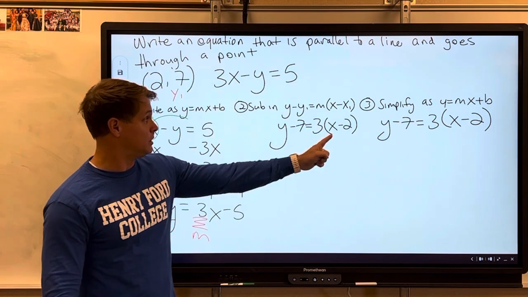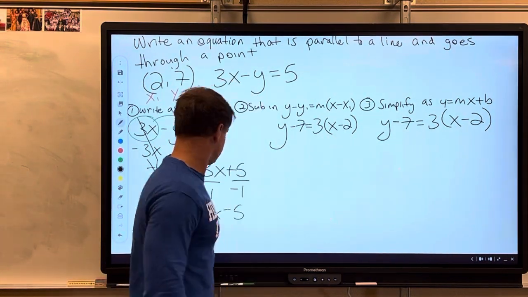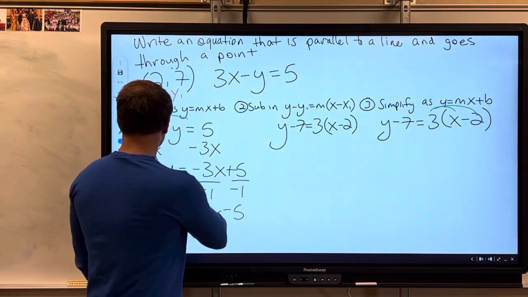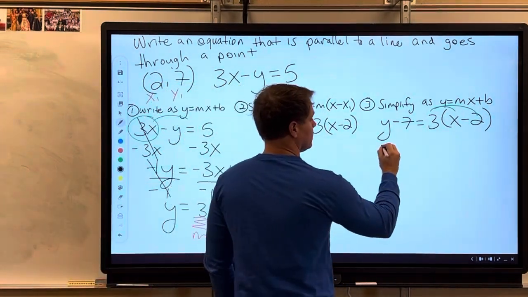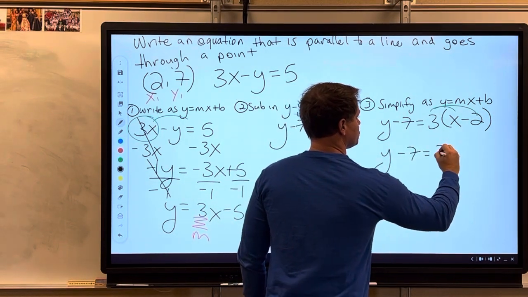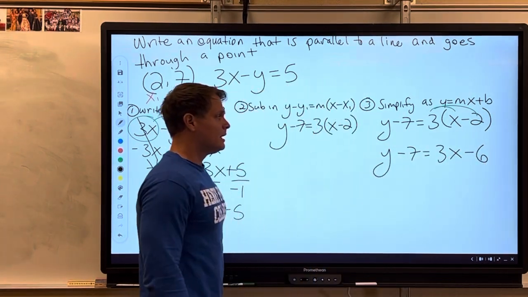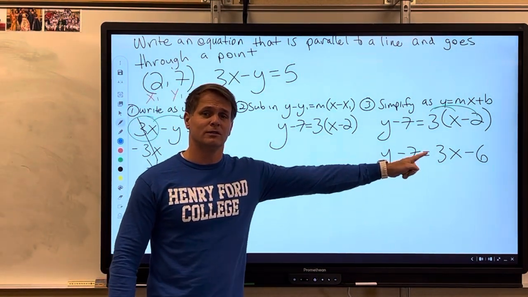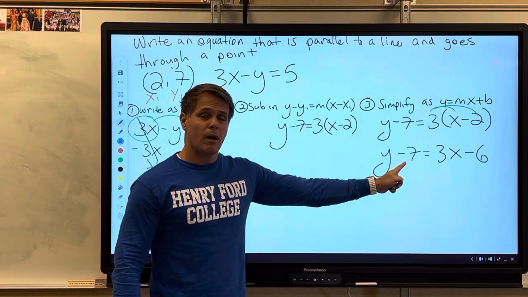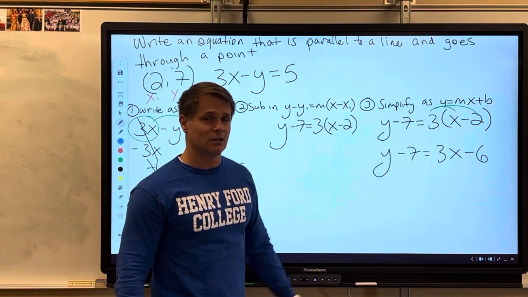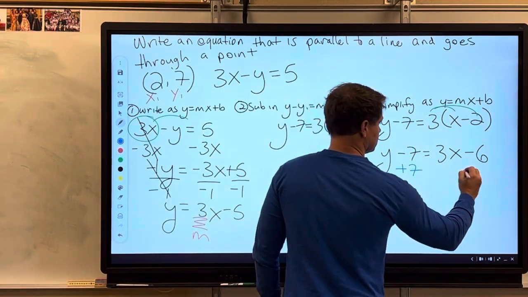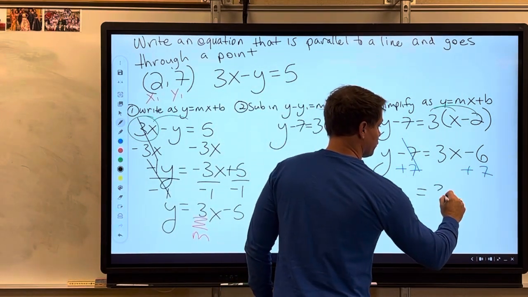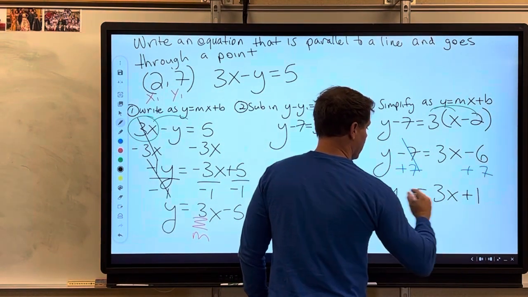And the first step is I'm going to do the distributive property because I want to solve for y. So I'm going to multiply both the x and the negative 2 by 3. y minus 7 equals 3x minus 6. And the last step I'm going to do is undo this negative 7 right here. I want to move it to the right. So you undo a negative 7 by adding 7 to both sides. So that gives me y equals 3x plus 1.